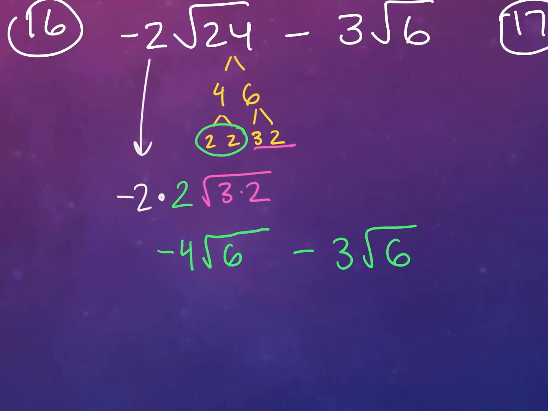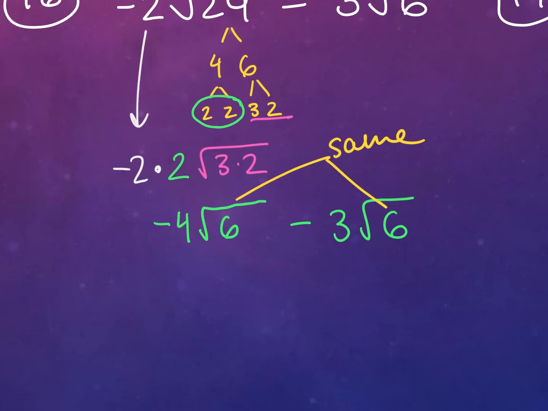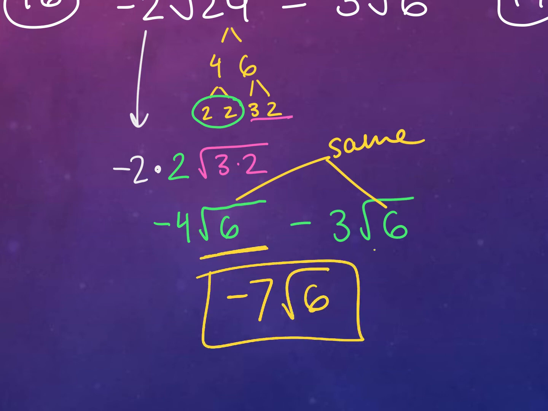Are these now like radicals? Yep, these are the same. So that means I can subtract. How do I subtract them? So I add or subtract the coefficient. So it's -4 minus 3. Awesome, -7. And then what would come next? Square root 6. Perfect. So the radical stays the same in your answer. Just like when we were adding variables too, it stays the same. You just add the coefficients, the rest of it stays the same.